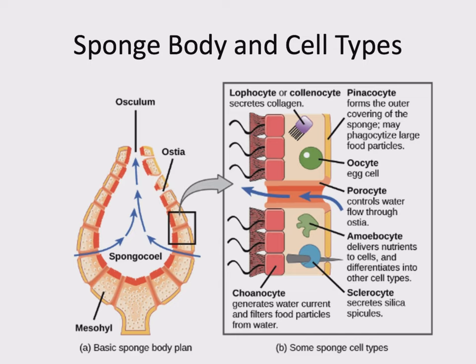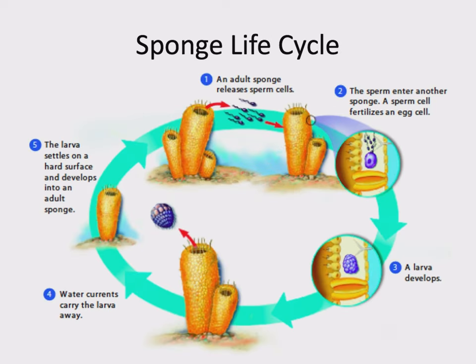So let's look at the life cycle real quick. The life cycle begins when an adult sponge releases sperm cells with flagella. These travel through the water column, doing a little bit of swimming until they find another sponge. As a side note, most sponges are hermaphroditic, so they can make eggs and sperm. From a genetics and evolutionary standpoint, it's usually best to not fertilize your own eggs. You want to spread your genetic information around a bit.